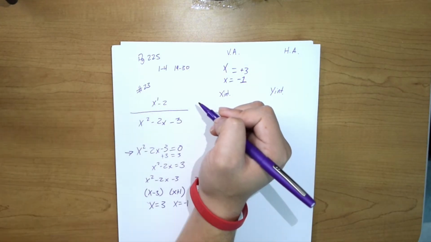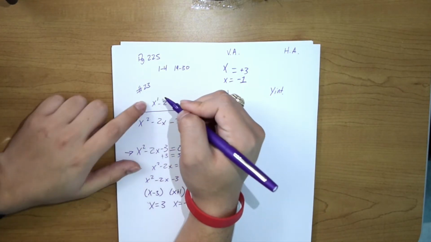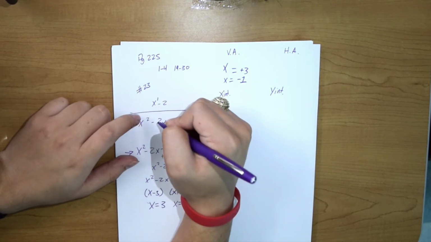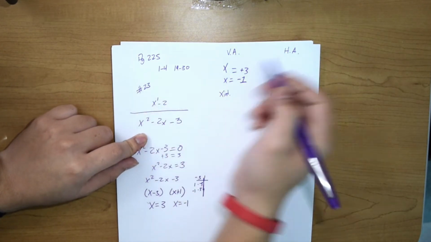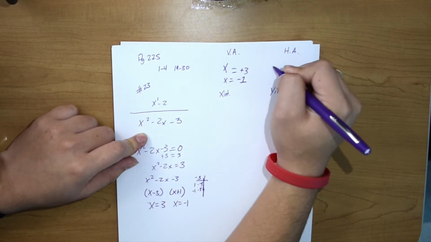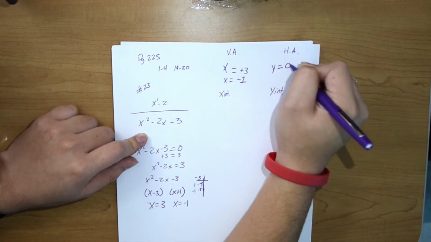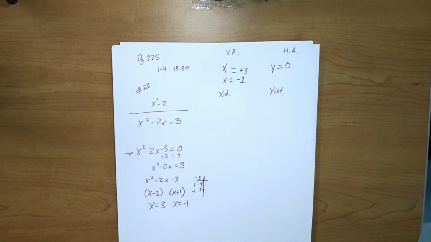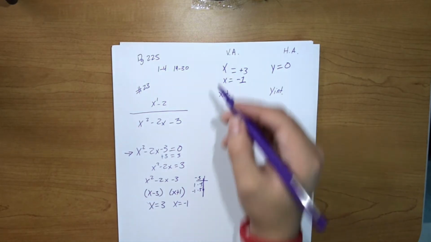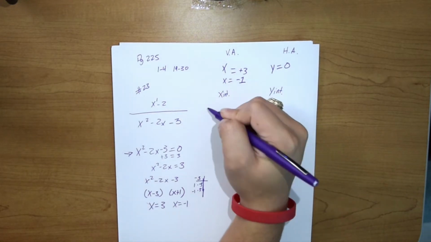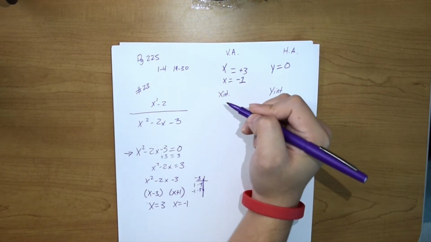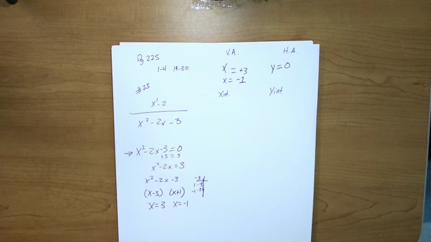That's when we're looking at polynomials, right? When the numerator is a lower degree than the denominator, that just means our horizontal asymptote is going to be at y is equal to 0, like Graham said. Now for my x-intercept, this is where we get to the new part. We're going to follow special rules.